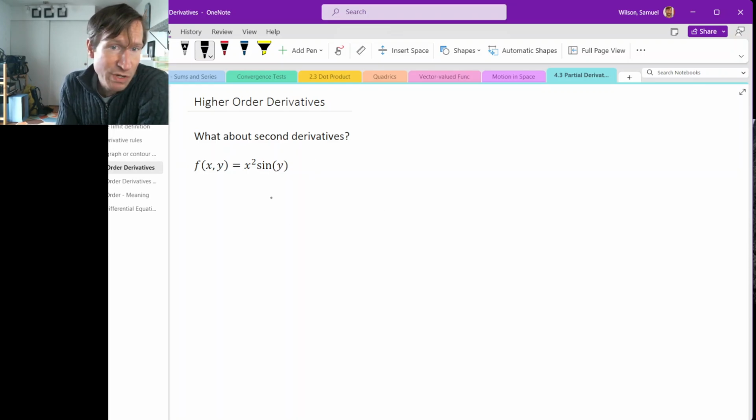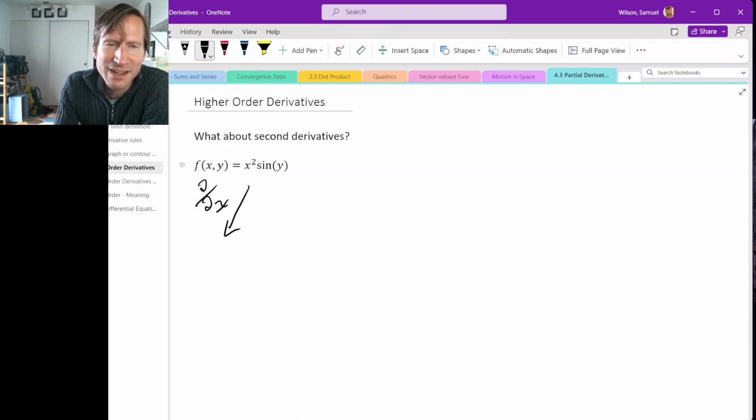So let's just do this with an example. Here's a function, f of x y is x squared times sine of y. To get at a second derivative, we're just going to have to calculate a derivative twice. So let's start out by calculating the derivative with respect to x.